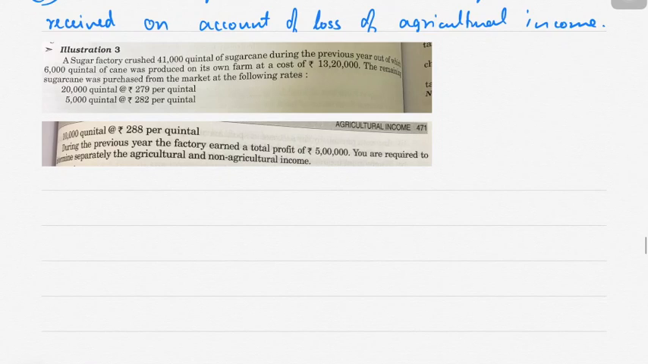Now let's see the next question. A sugar factory crushed 41,000 quintals of sugarcane during the previous year, out of which 6,000 quintals of cane were produced on its own farm at the cost of rupees 13,20,000.